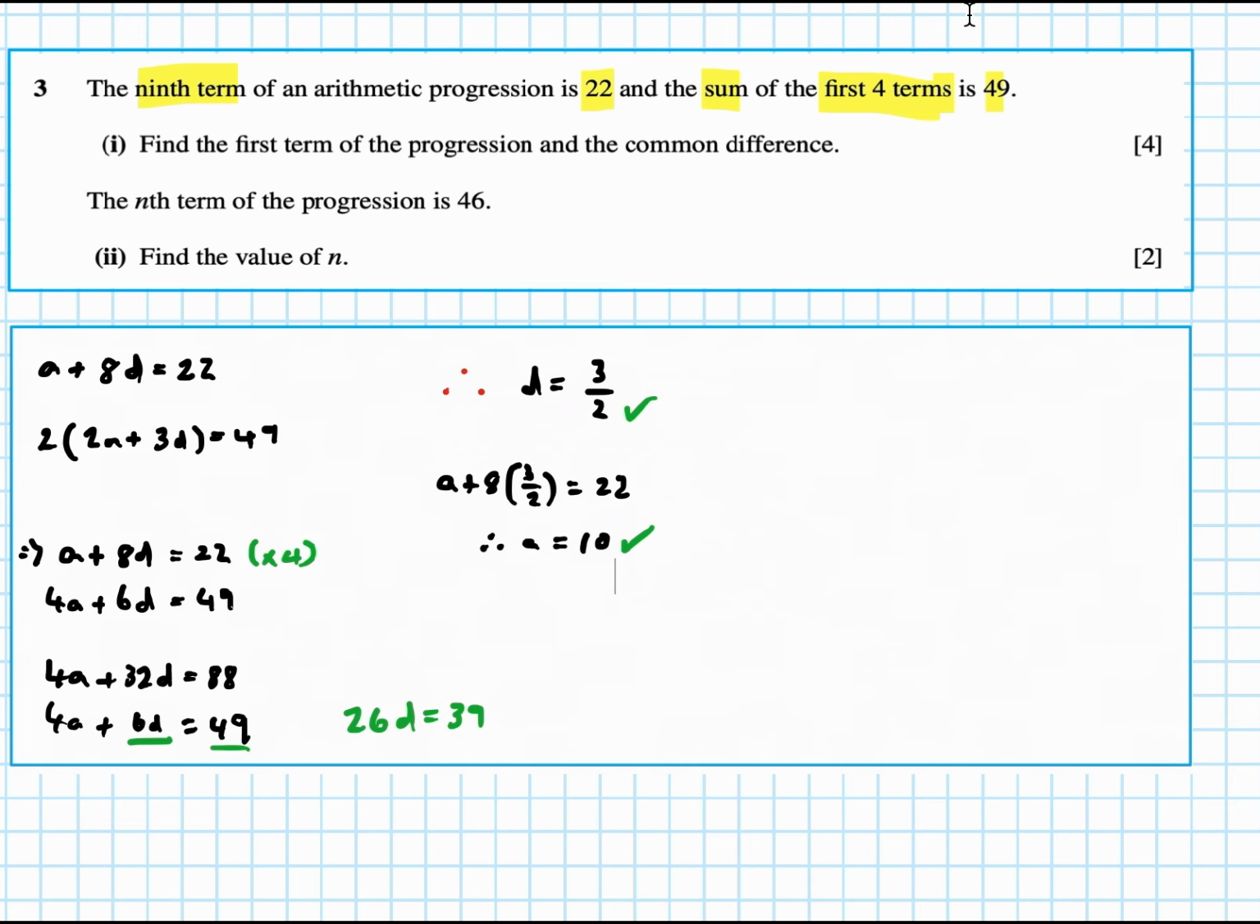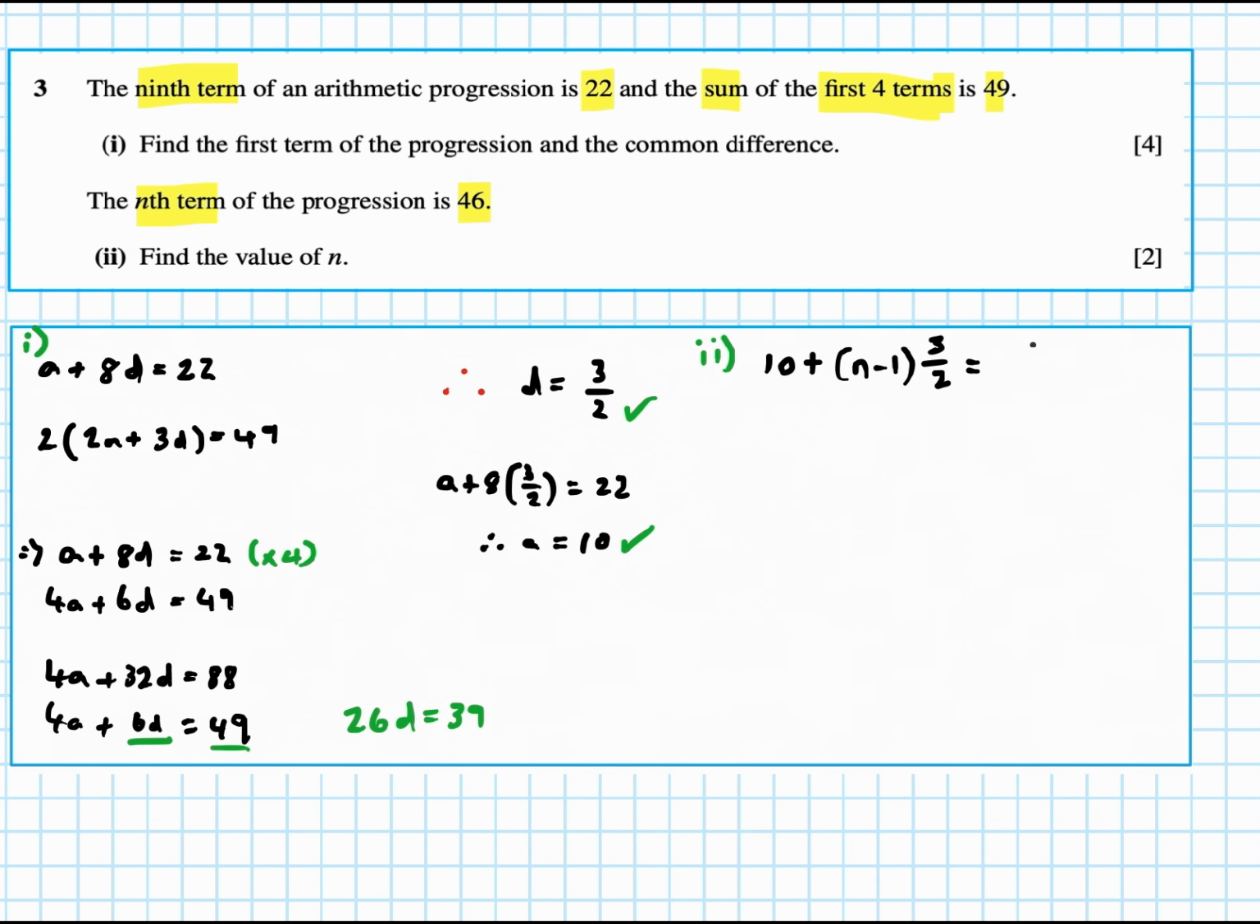The nth term of the progression is 46. So our motivation here is that we have some answers already. Let's put it together. Just remind yourself, your nth term, of course, is (n minus 1)d plus a. So find the value of n. This is our second part for this question. So a is 10, and n we don't really know yet. We're going to find that.